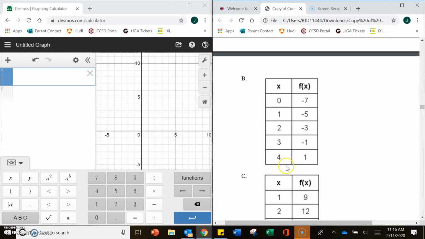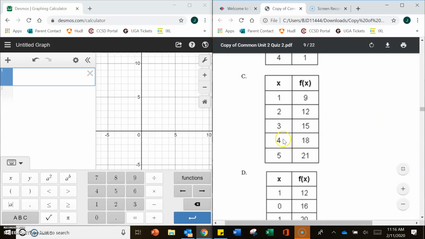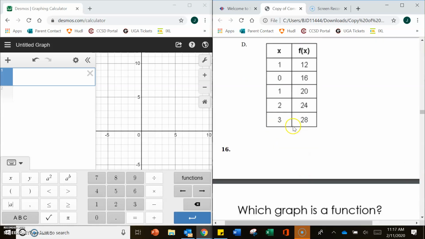All right, let's look at B. Is B a function? Yes, it is. All right, what about C? Yes, it is a function. And D? No. Not a function. You see how these ones repeat. Everybody good on 15? Okay?